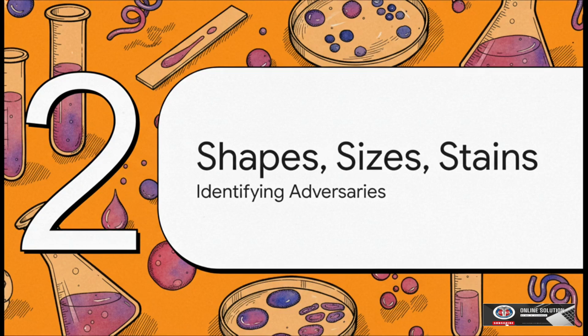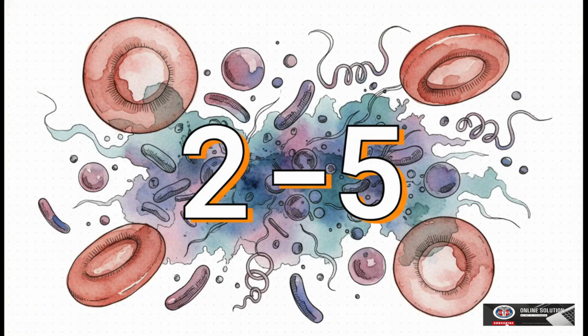Moving right along to Section 2, shapes, sizes, and stains. Identifying the adversary in the lab. Just look at that number. 2 to 5 micrometers. That's the typical length of medically important bacteria. To put that into perspective for you, a single human red blood cell is about 7 to 8 micrometers wide. So these adversaries are incredibly tiny. And that's exactly why our staining techniques need to be absolutely precise.